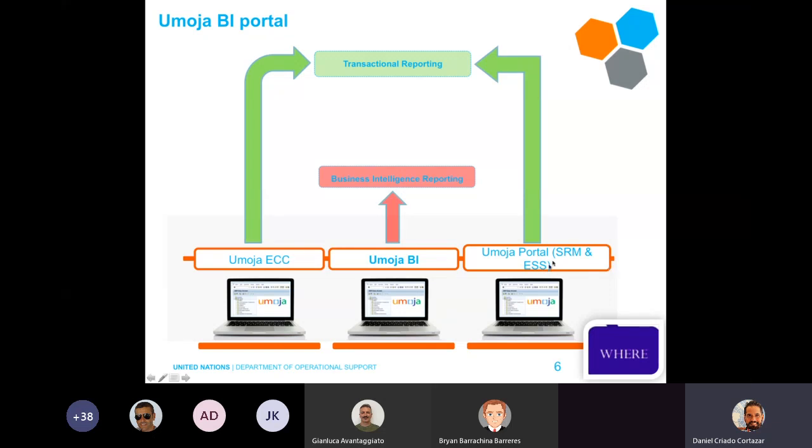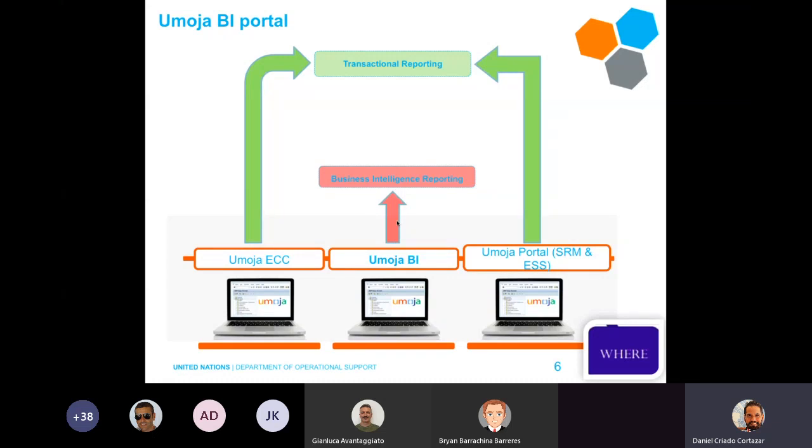On the other hand, we can launch a report in the portal in order to see, for example, all the POs related to a particular goods receipt or the virtual goods receipt that we shall receive in a particular time. So in terms of transactional reporting, we have the components ECC and the portal, but for BI, we have to log into a different component that is intended only to launch reports.